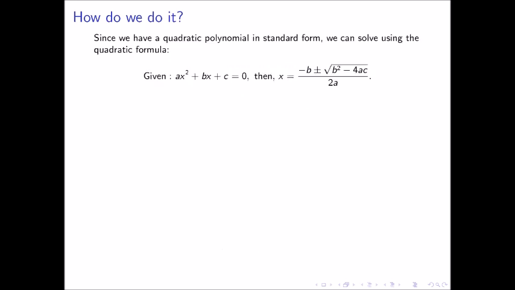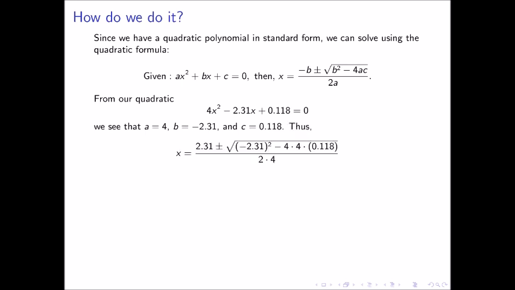Once again, we have to use the quadratic formula to solve our polynomial. Given ax squared plus bx plus c equal to 0, then x is equal to negative b plus or minus the square root of b squared minus 4ac, all divided by 2a. From our quadratic, we see that a is equal to 4, b is equal to negative 2.31. Don't forget to write that subtraction as a negative sign. And c is equal to 0.118. We can now substitute these values into our quadratic formula.